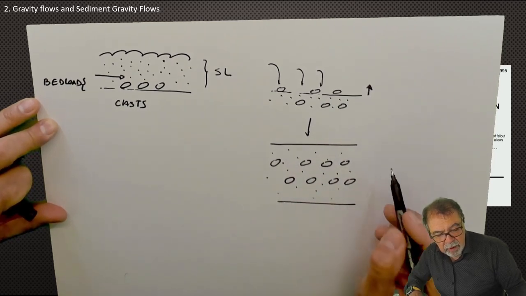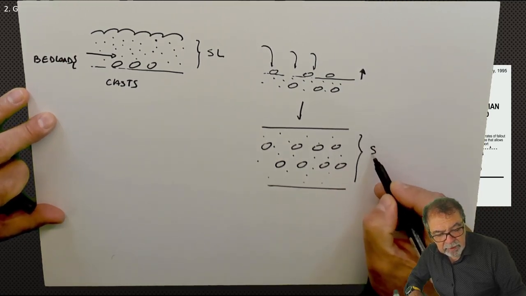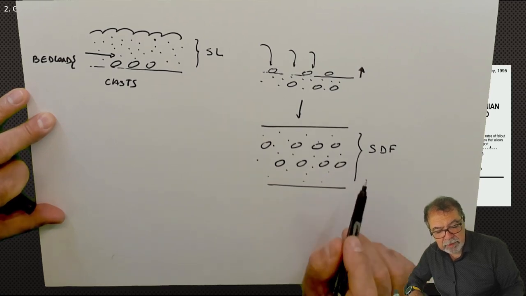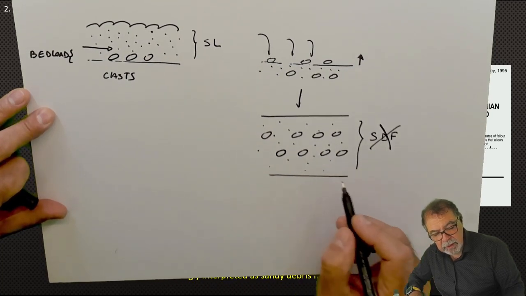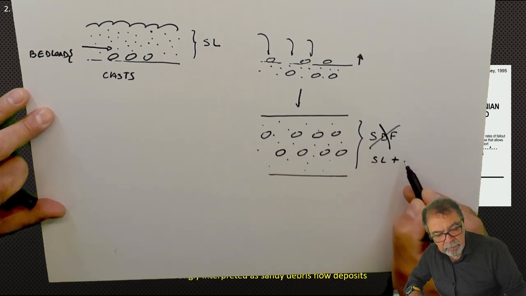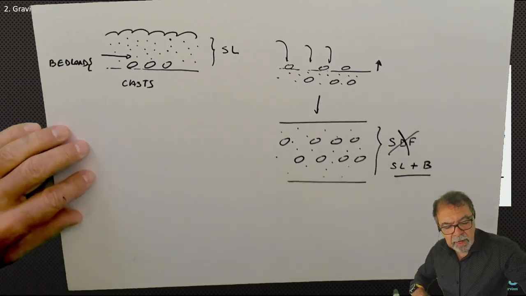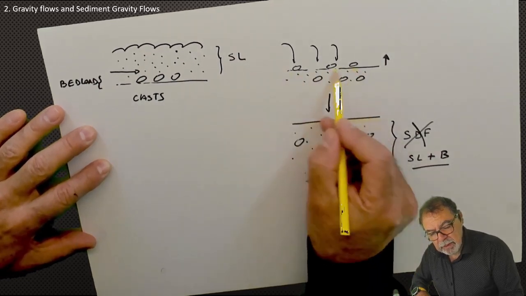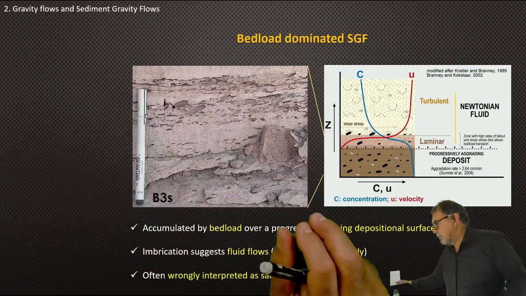For example, some other geologists, for example Professor Shanmugam, call this sandy debris flow. But sandy debris flow is a kind of cohesive flow. This is not a cohesive flow. This is a fluid flow. For me, this is not a sandy debris flow. This is because it is the result of suspended load plus bedload. Suspended load and bedload acting together in a kind of sediment-laden turbulent flow. So let's see now some examples of how suspended load and bedload accumulate together.